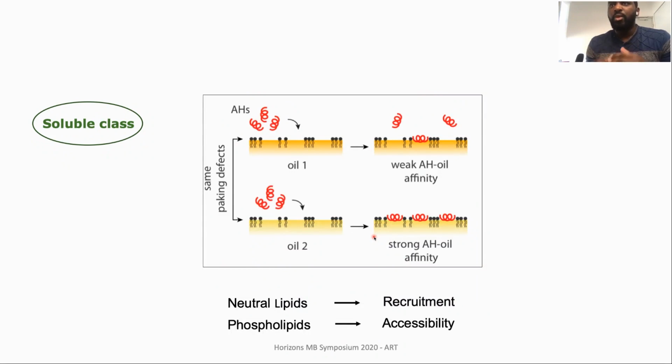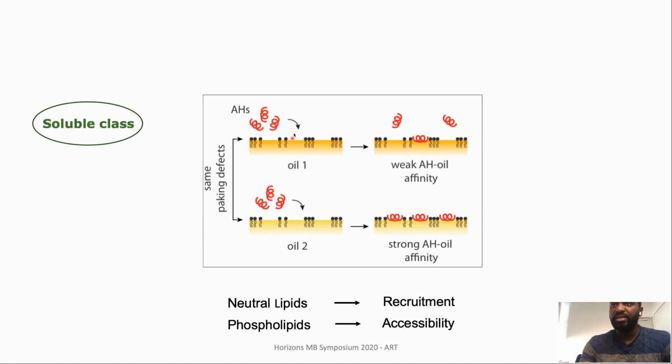And in a nutshell, what we've concluded is that two lipid droplets may have the same phospholipid coverage, but what dictates the recruitment level of an amphipathic helix is the affinity of the helix with the oil. If the affinity is low, you have less recruitment. If the affinity with the oil is higher, then you have more recruitment to the monolayer.